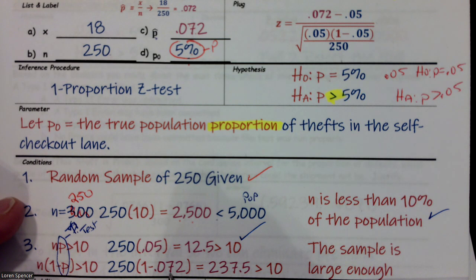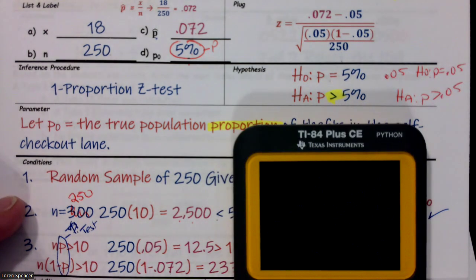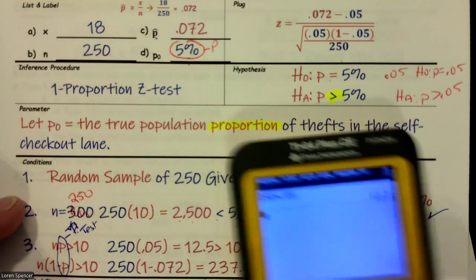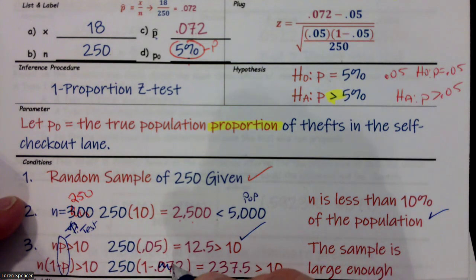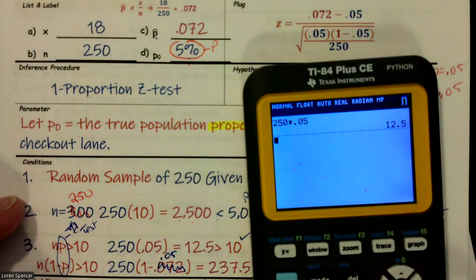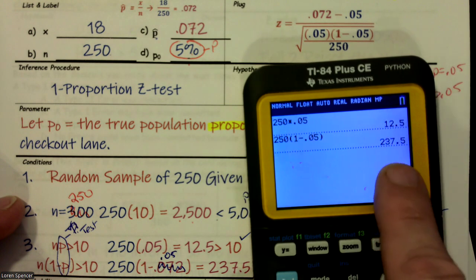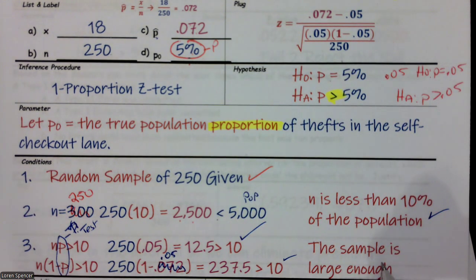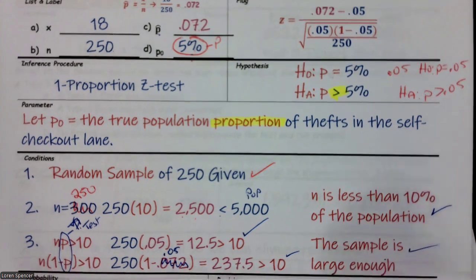Now 250 times 1 minus 0.05. You know what? I need to check that. That may have some wrong numbers there. 250 times 0.05 is 12.5. That's good. This should not be 0.072, this should say 0.05. So this would be 250 times (1 minus 0.05), and we end up getting 237.5. And that's also greater than 10. So the sample is large enough. All right, that one checks out.